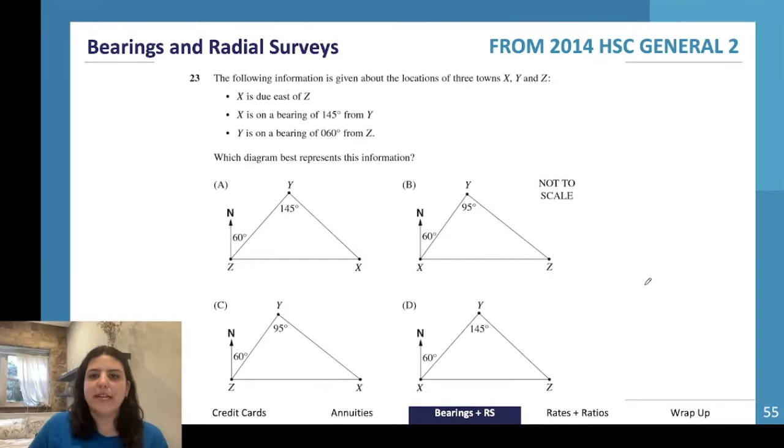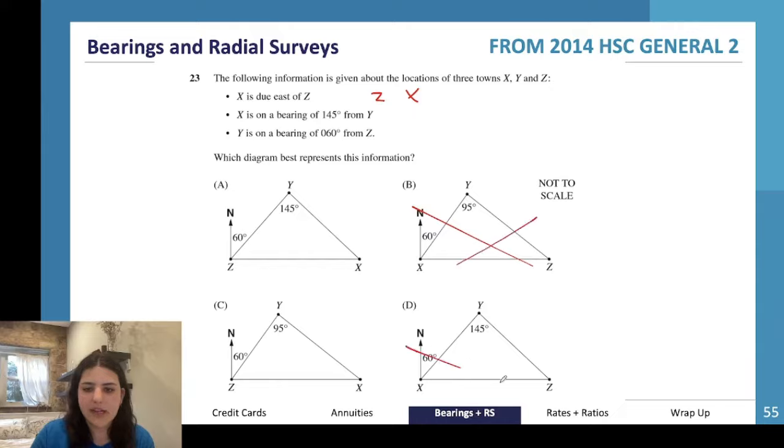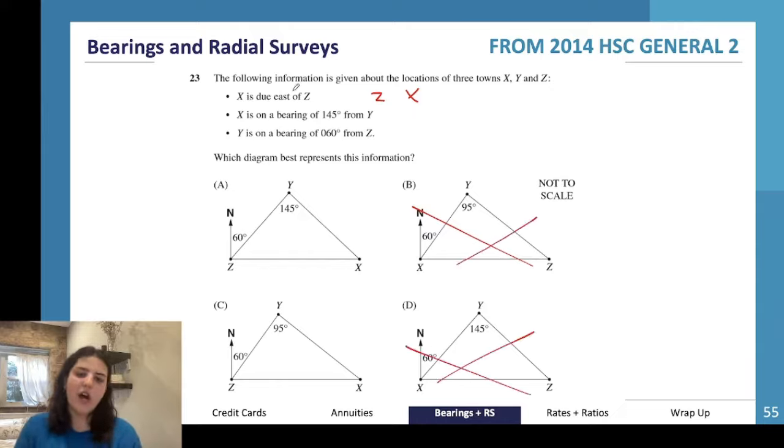Okay, this is from the 2014 HSC General 2 paper. The following information is given about the locations of 3 towns, X, Y, and Z. X is due east of Z. X is on a bearing of 145 degrees from Y, and Y is on a bearing of 60 degrees from Z. Which diagram best represents this information? So let's start by ticking off each of our pieces of information. X is due east of Z means that it must go ZX. So we know that this and this are not correct. X is on a bearing of 145 degrees from Y, means that this angle must be 145 degrees.